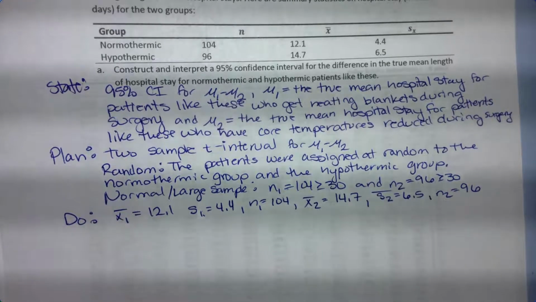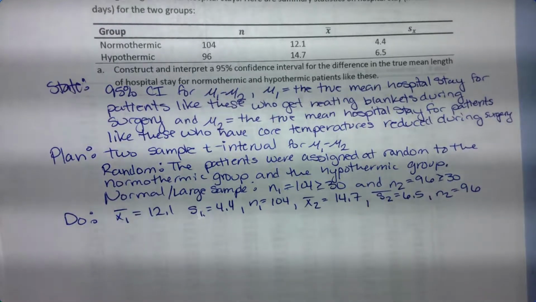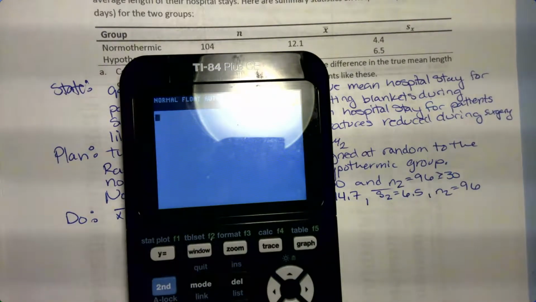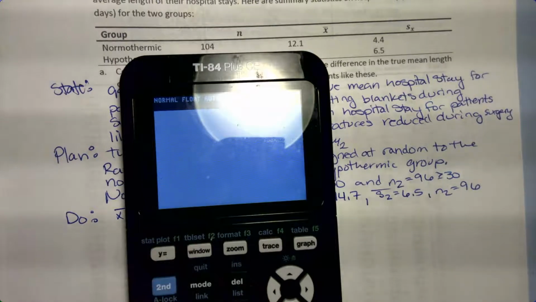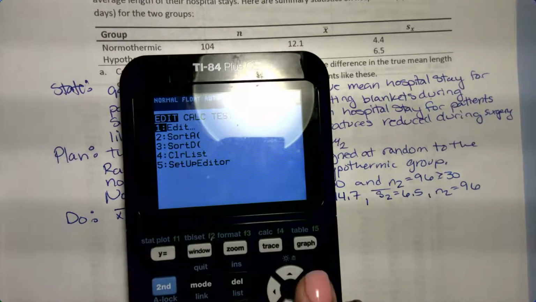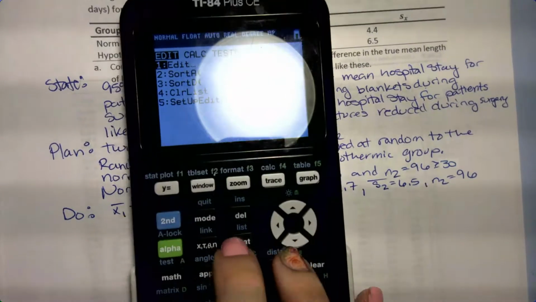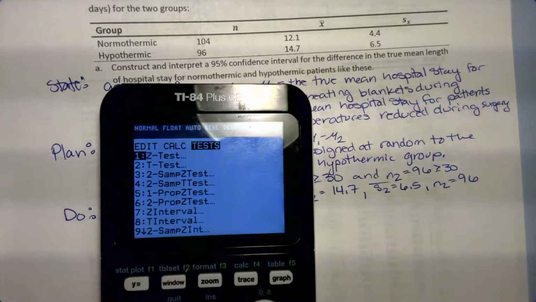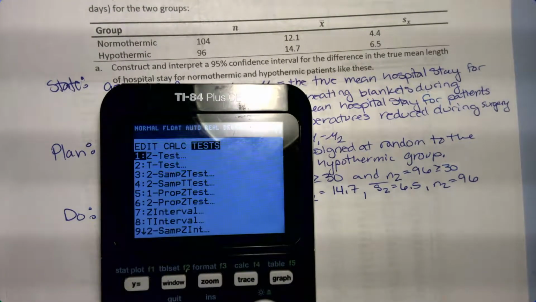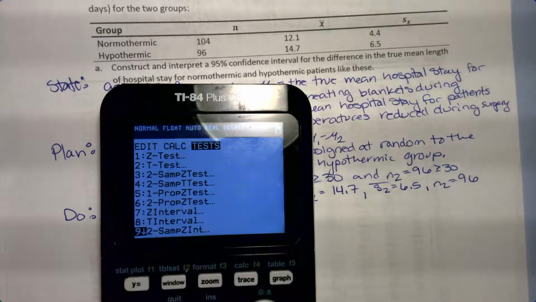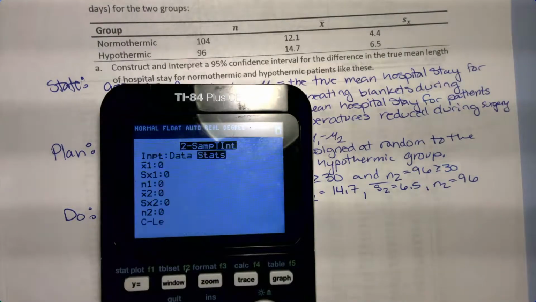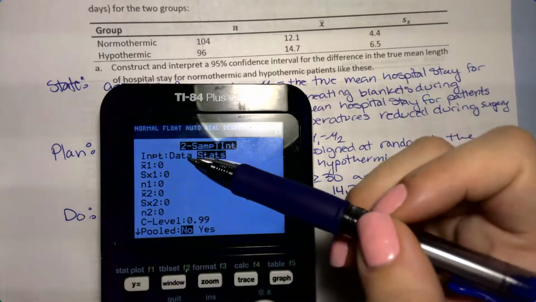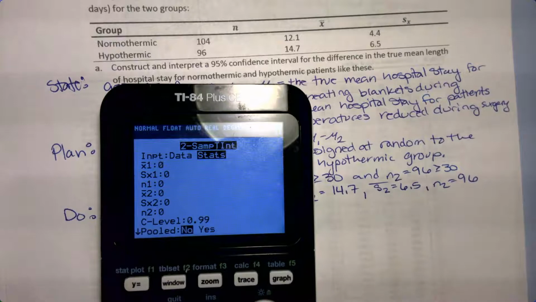I can do this on my calculator. So I want to go to statistics, the button right here. I want to press that, and then arrow over to tests. And I want to do a 2-sample t interval. And then I want to make sure I have selected the statistics instead of the data. And then I want to type in my data.